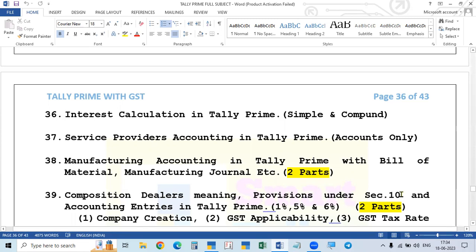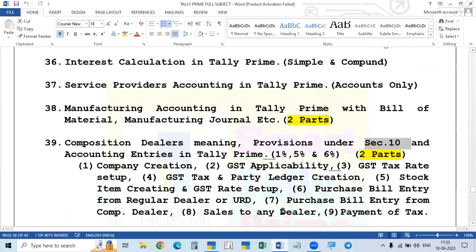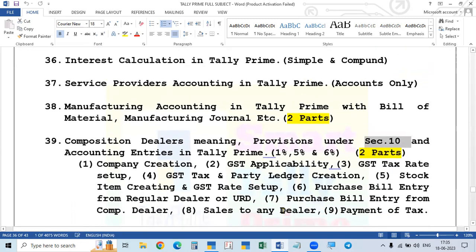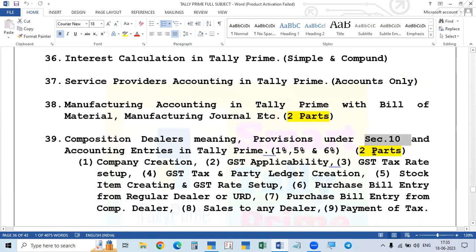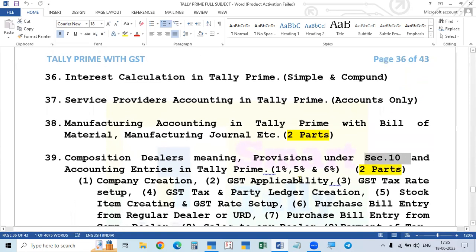Meaning, the provisions. These composition dealers are covered under section 10, and the accounting entries in Tally Prime. This also we cannot complete in one video. We will complete it in two parts. Okay. Now we will take the meaning of that.